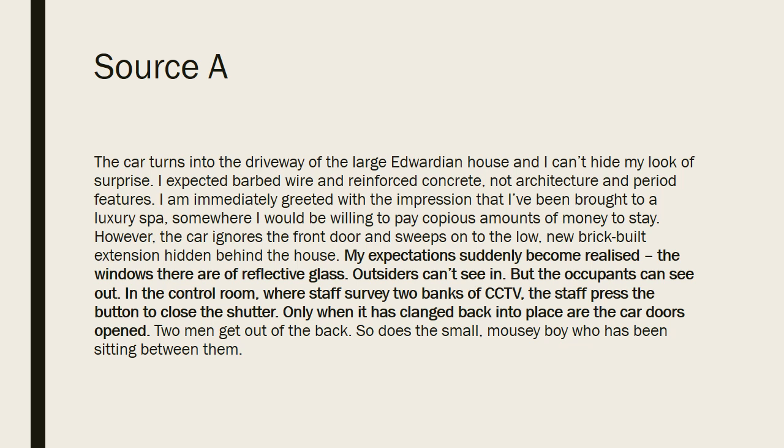So having told us his first impressions seem to be that this is somewhere a bit too nice for them, now he's saying, well, here we go. It actually then becomes more like what I expect. And the final sentence then tells us that 2 men get out of the back of the car, and so does the small mousy boy who's been sitting between them. Now, what do I notice there? I notice there the difference between men and boy. It's quite shocking, the idea of 2 men for 1 boy. Okay, in some ways. And then particularly that the description of the boy is he's small and mousy. That does not make him sound very threatening.